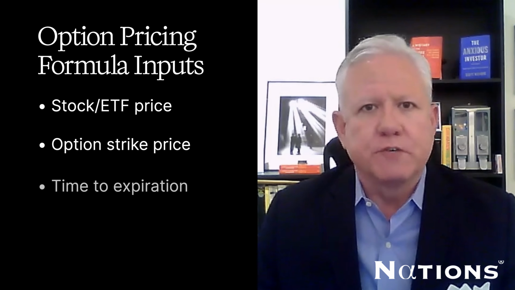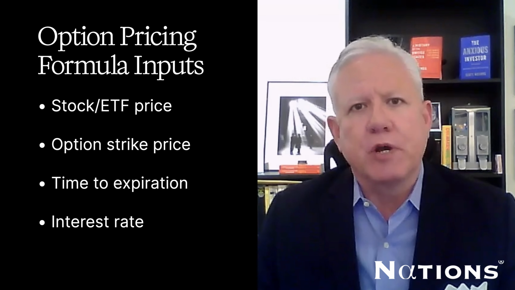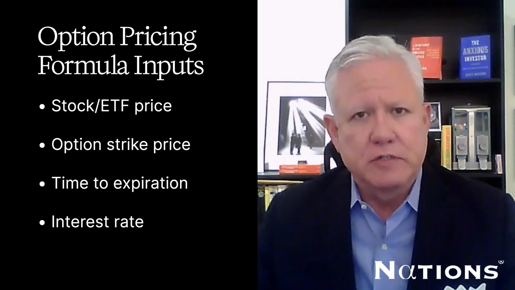You might remember that every option pricing model or formula has certain inputs, including the price of the underlying stock or ETF, the strike price of the option, the time to expiration, and the interest rate currently at work. But there's also one other input, volatility. Now, those first four inputs I mentioned, those are all knowable or observable. We can see where the underlying stock or ETF is trading. We can calculate the time to expiration. We know the strike price, but it's impossible to know how volatile the underlying stock or ETF is going to be between now and the time that that option expires.